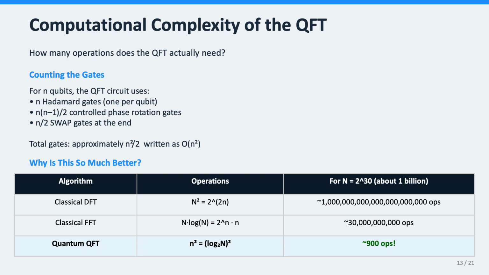To put real intuition on this, imagine 30 qubits. Those 30 qubits can represent over a billion values in superposition at once. The classical DFT on a billion values would need around 1 million trillion operations. The classical FFT would need around 30 billion operations. The QFT needs around 900 gate operations. That is the quantum advantage in concrete terms, not a small speedup, but an exponential chasm between what classical and quantum computers can do on this specific task.